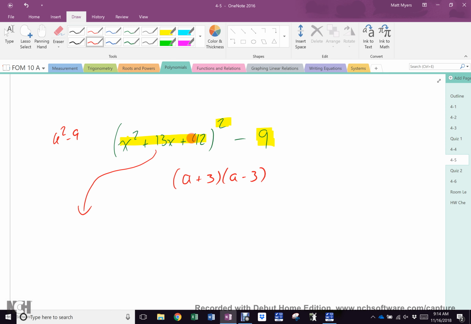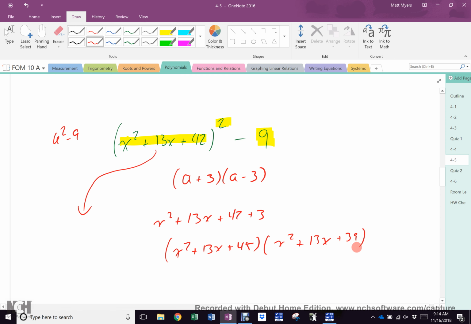Everybody cool? Now, what's a? x squared plus 13x plus 42 plus 3. What's that? x squared plus 13x plus 45, correct? And this is x squared plus 13x plus 42 minus 3, which is plus 39. Now, do those look like things you can possibly work with? Yes, you might be able to factor those.